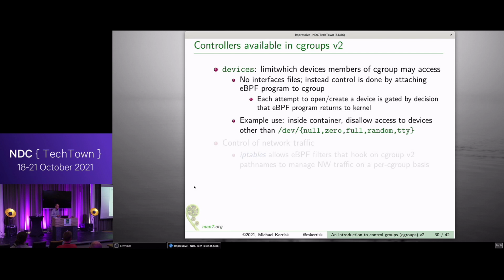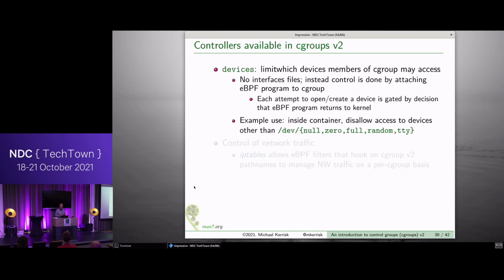There's a devices controller. This is one that is quite important for containers because one of the things that you typically want to do in a container is ensure that containers only can access a very limited set of devices. And this is what the devices controller allows you to do, to choose which devices the processes in a certain C group are allowed to access. For instance, in a container, a typical use case is to ensure that processes can only access, say, devices null, zero, full, random, and maybe one or two others.